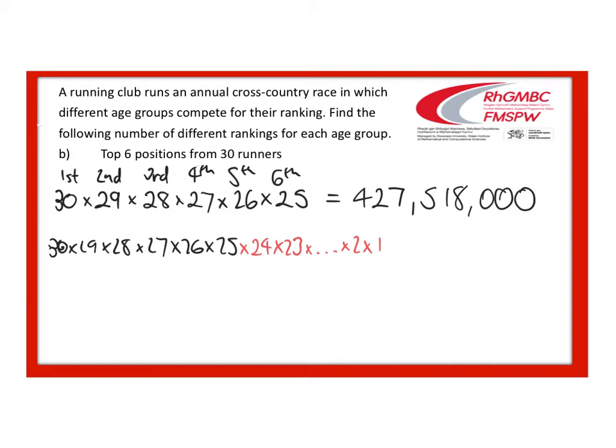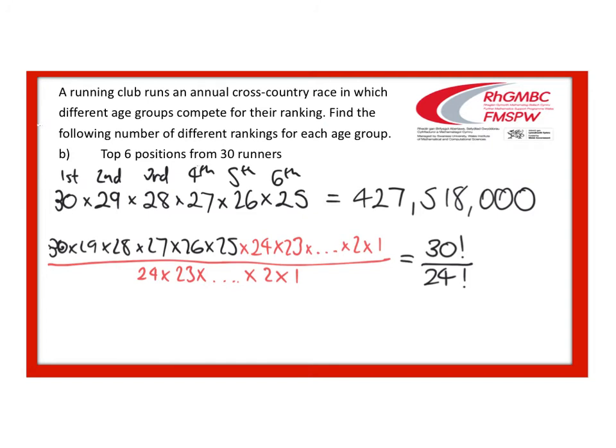Now, because I've added this additional 24 factorial in the numerator, I'm going to do exactly the same in the bottom, so I'm going to have 24 times 23 times all the way down to times 2 times 1. Now imagine that the factorial in red has actually been cancelled out. And the reason I'm doing that is because my answer to my question I could write instead as 30 factorial, which is written out in the numerator, divided by that 24 factorial that's in the denominator. And what that does is the 24 factorial in the numerator and the denominator cancels to leave that sum that calculates the number of positions in the first 6 places.